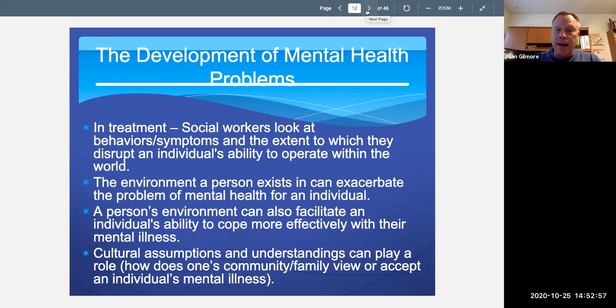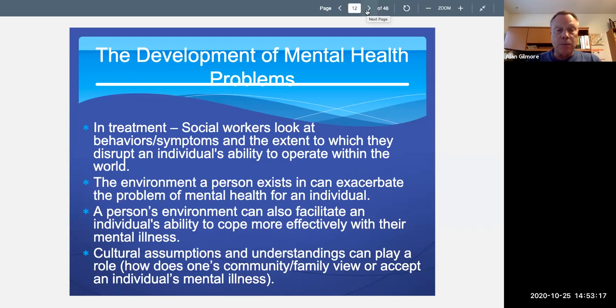On the opposite side, if you're in a nurturing environment, it's a secure environment, you feel loved, you feel cared for, you can focus on what you're trying to resolve relative to your mental health issue. There, you've got now an environment that facilitates your ability to cope more effectively.